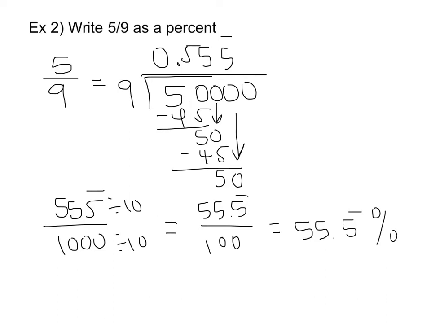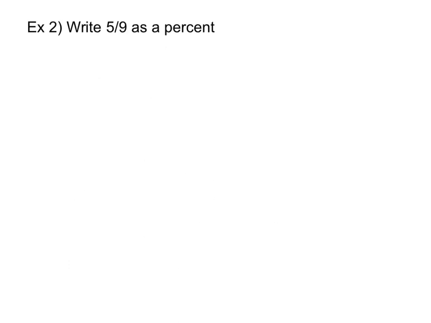Remember, percent means out of 100, so once you have your ratio out of 100, you can easily see the percent. So now, just like in the last video, we're going to do the same problem another way. This time I'm going to find my 5/9 as an equivalent fraction out of 100. And again, I don't know what number multiplied by 9 is going to get me to 100. So I'm going to use my inverse operation of division to figure that out.